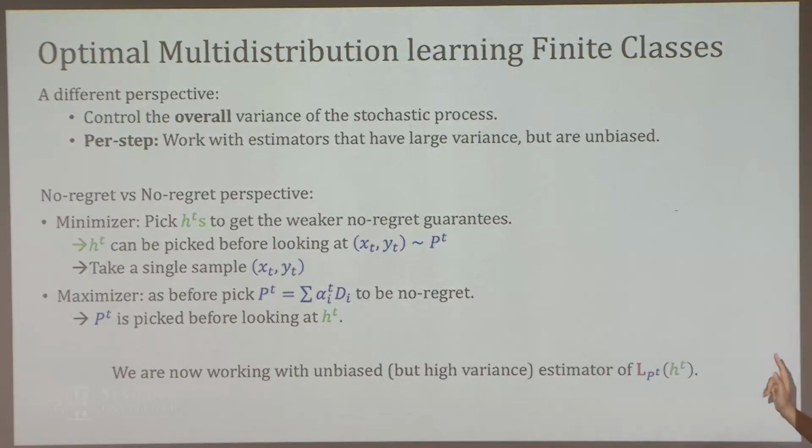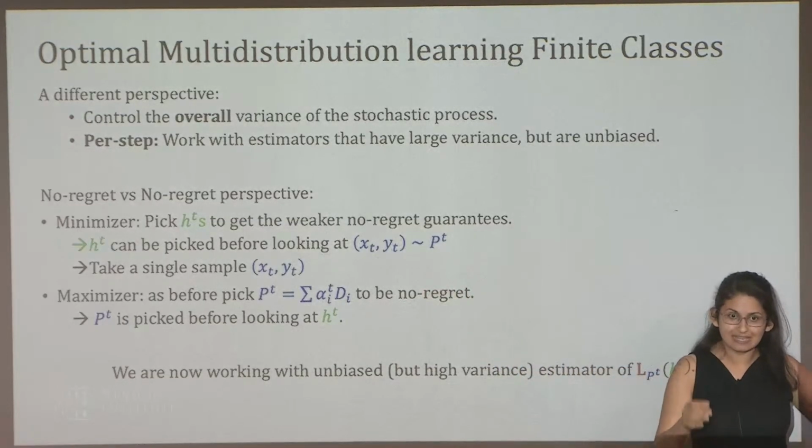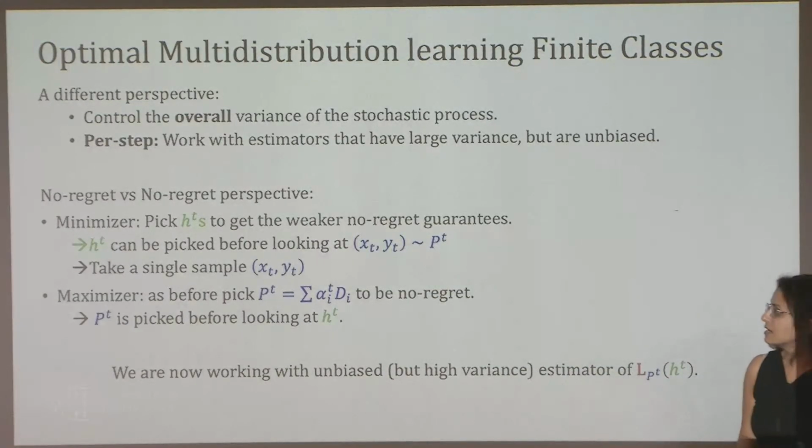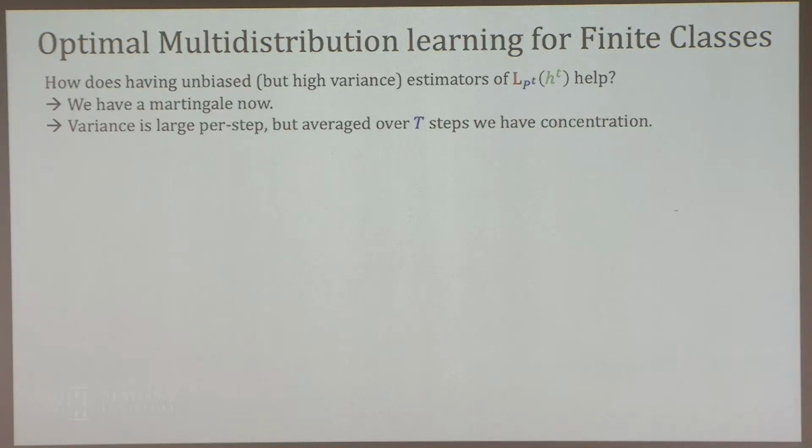But what this says is that because h_t and p_t were picked conditionally independently of each other, once I condition on the past, then the loss of p_t, h_t, even if I take a single sample from p_t, is a reasonable estimator. High variance for sure, but doesn't have bias. Why does that help me? Because now I can control how to deal with this variance. If I have an unbiased estimator, I have a martingale now. The variance I can deal with, even though it's large per step, over many time steps, on average, it will shrink. I don't have bias to build up.